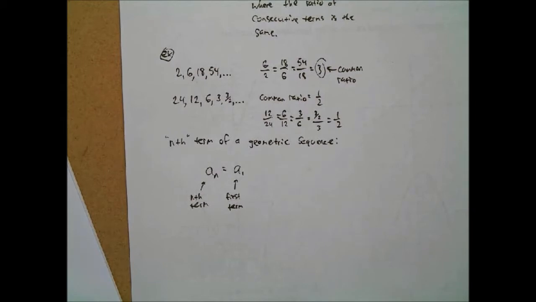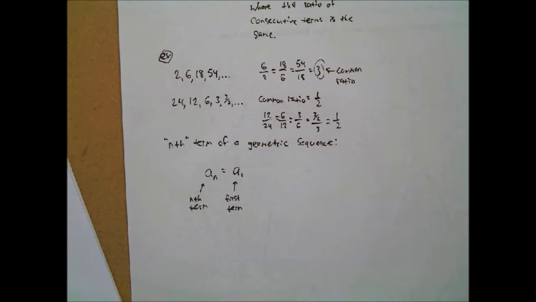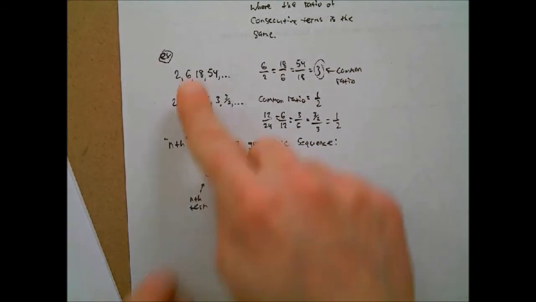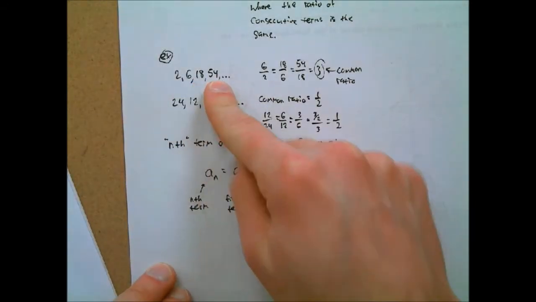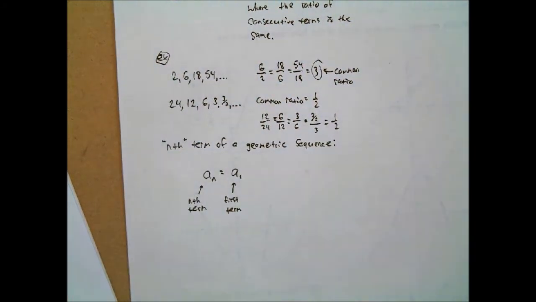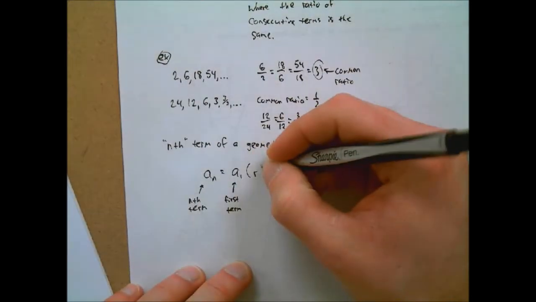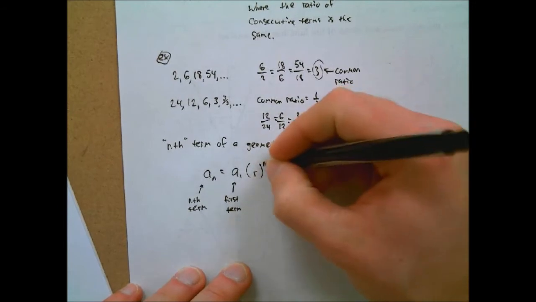And then to find that nth term, we're going to start again with the 2 or the 24, that first term, and then we're going to multiply. In the first pattern, we're going to keep multiplying by 3, so times 3, times 3, times 3. Here we're going to be multiplying by 1/2, times 1/2, times 1/2, times 1/2. And we're going to do it so many times until we get to that nth term. So how do we represent repeated multiplication in math? What do we use to represent repeated multiplication? Exponents, right? It's going to be exponents, powers. And so we're going to have our common ratio r to the n minus 1 power.